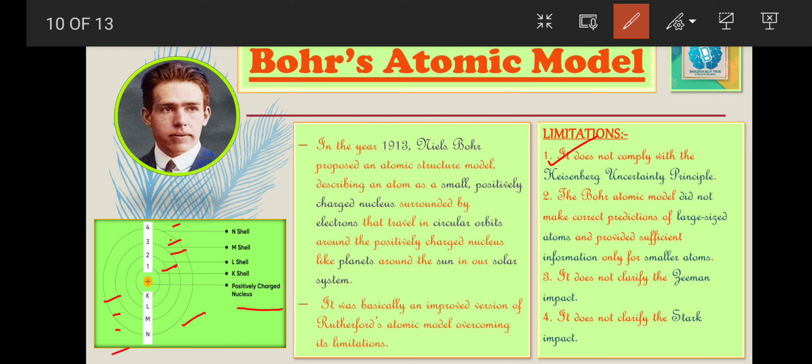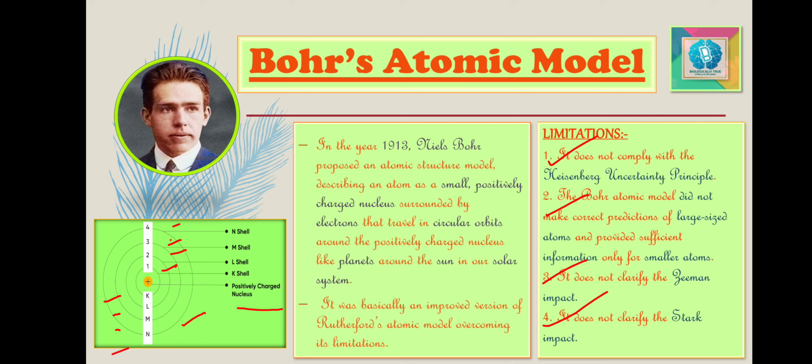It also didn't make correct predictions for large atoms and provided sufficient information only for small atoms. Thirdly, it doesn't explain the Zeeman effect, when the spectrum is split into a few wavelengths in a magnetic field. And lastly, it doesn't explain the Stark effect, when the spectrum gets separated into lines within an electric field. So these were the limitations observed in Niels Bohr's atomic model.